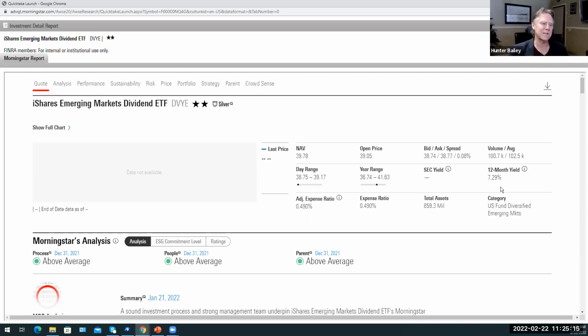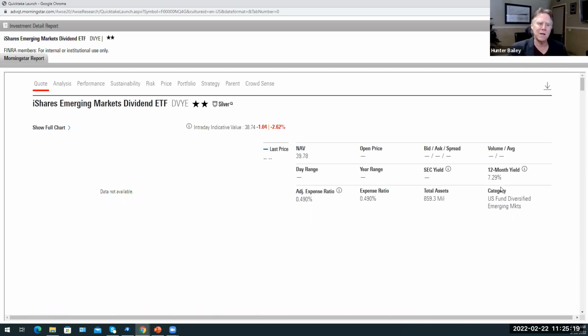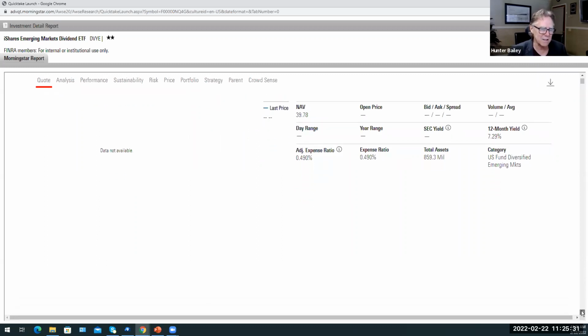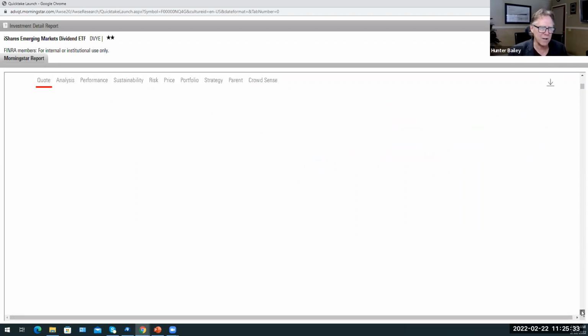Well, I haven't analyzed this very much, but obviously a lot of the emerging market companies, if they have bonds, they pay higher rates of interest. And if they have stocks, they might be a higher rate of a yield. Today, the fund's down 2.62, and it was down a lot. So I wouldn't run out and buy a fund like this.